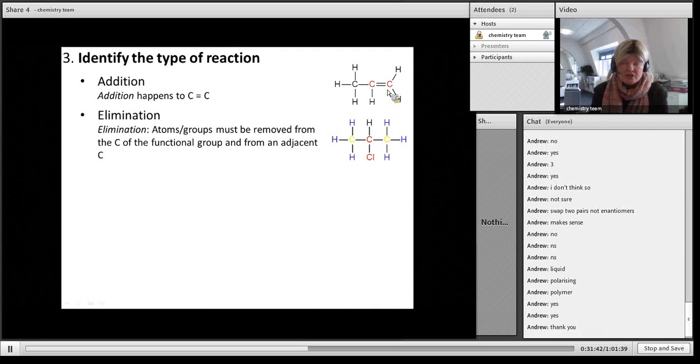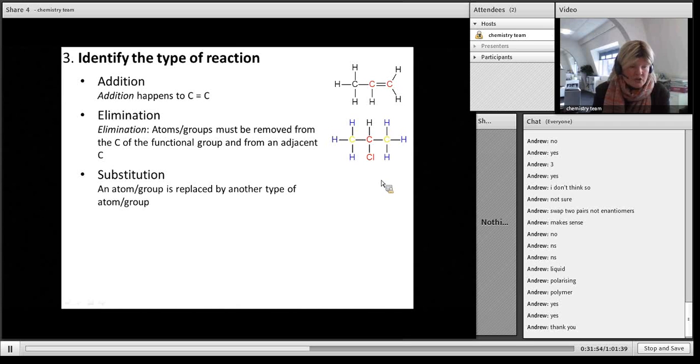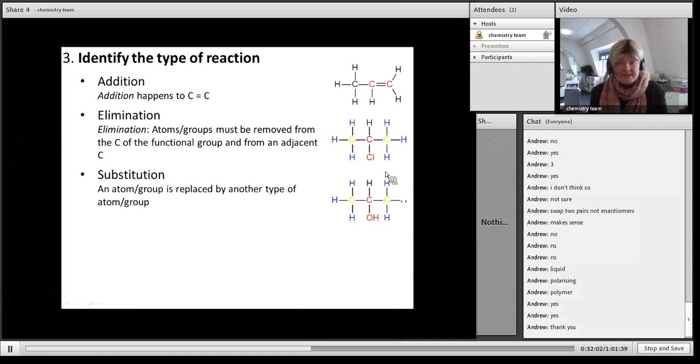So addition, you go from an alkene to, say, a haloalkane or alkene to an alcohol. Elimination is when you do the reverse. Substitution is when I take, say, that chlorine and I remove the chlorine and I replace it with something else. So in this case, I've taken the chlorine and I've replaced it with an OH. So that's what we call a substitution reaction. They can ask you to discuss the different types of reactions, so you do need to know what they are.